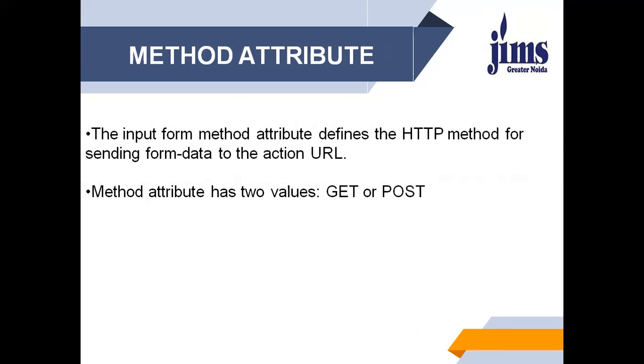Here we will see the method attribute. Method attribute has two values, get and post. The input form method attribute defines the HTTP method for sending form data to the action URL. So we have two values, get and post. Let's see the difference between get and post.